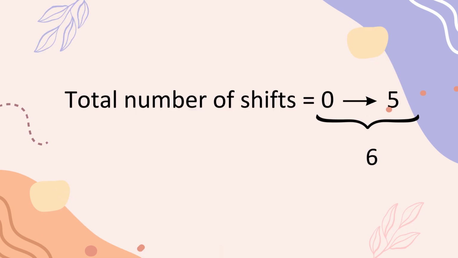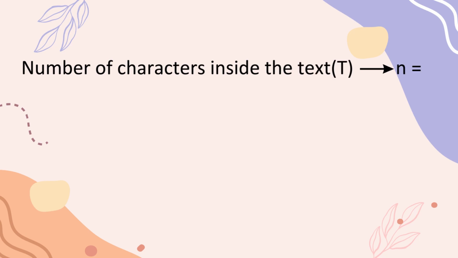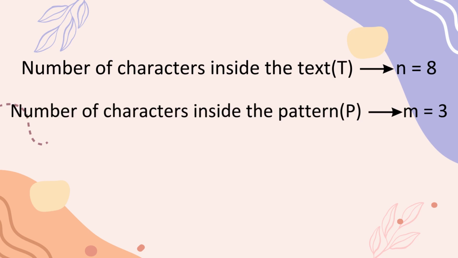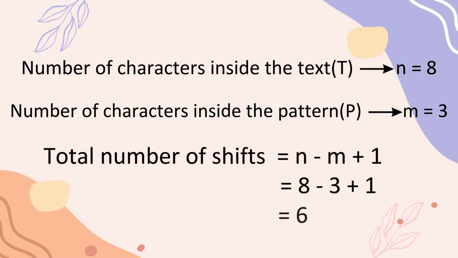Here is the final outcome. Total number of shifts equals 0 to 5. It means actually 6. There is a formula to find the number of shifts. By applying that formula, without drawing, you can say how many shifts there will be. The number of characters inside the text is 8. The number of characters inside the pattern is 3. Total number of shifts is 6.